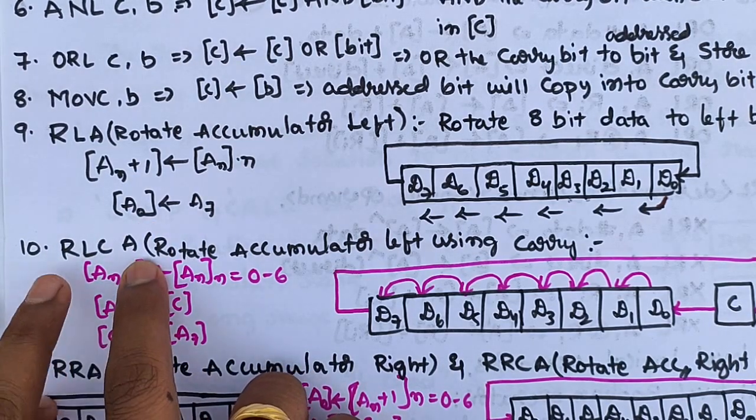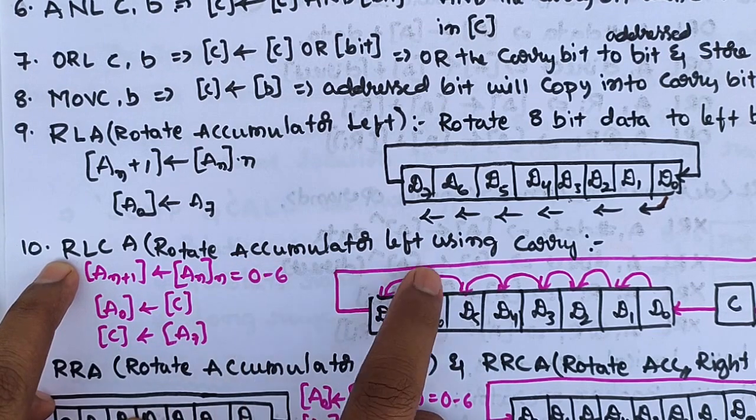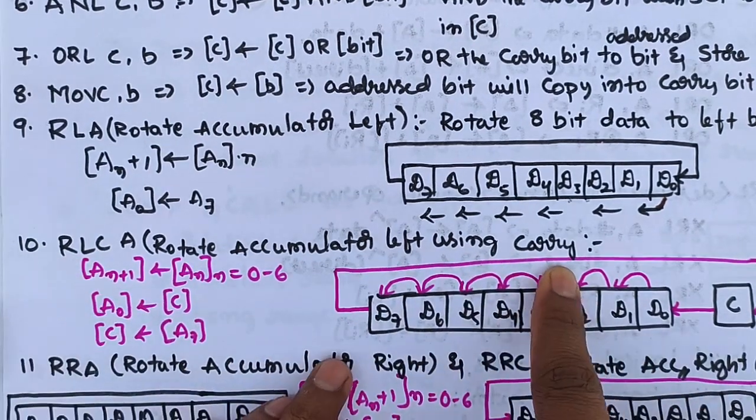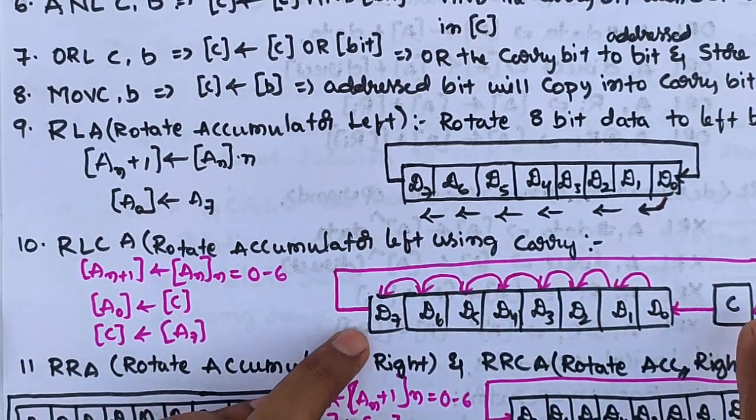Similarly, RLC A is the same rotating operation, rotating the accumulator left using the carry flag. Here one carry flag we are going to use.